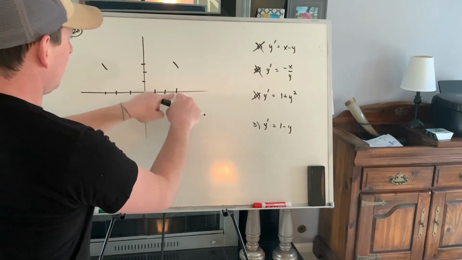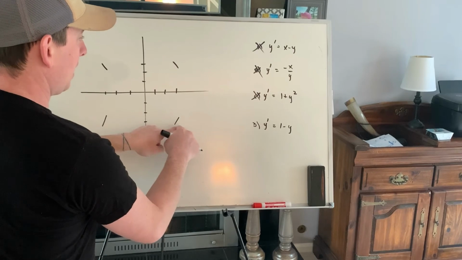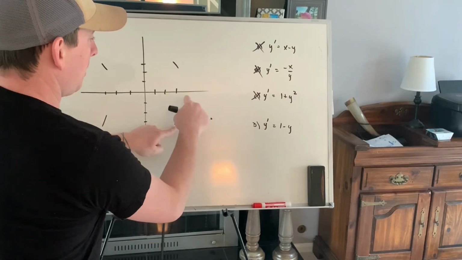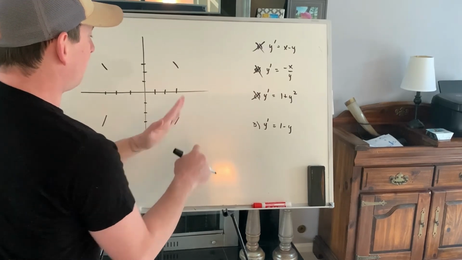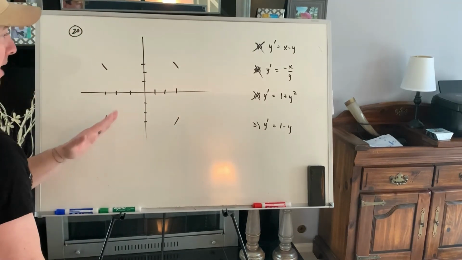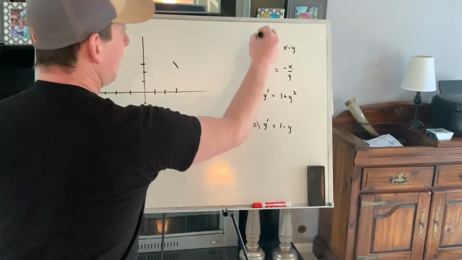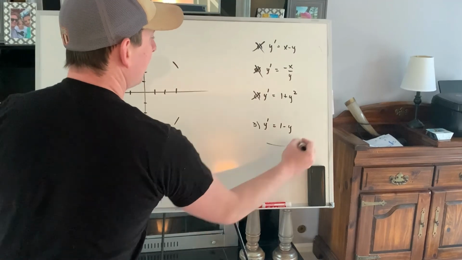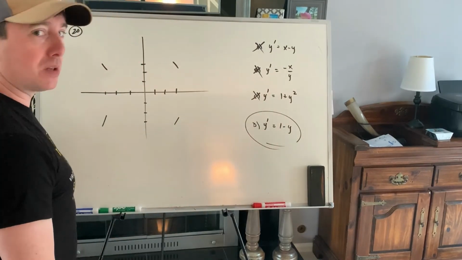Here at 3, negative 3, then I would be at 1 minus negative 3, so 4, definitely something positive. Same thing would happen here. So I found a reason to get rid of all these. I haven't found a reason to get rid of that one, so that one must work. D.